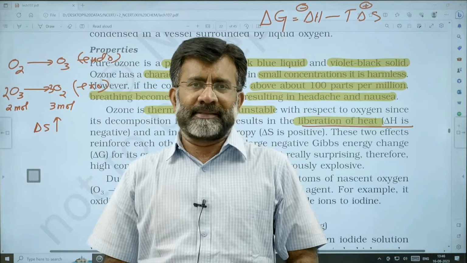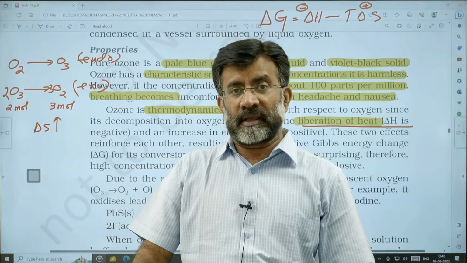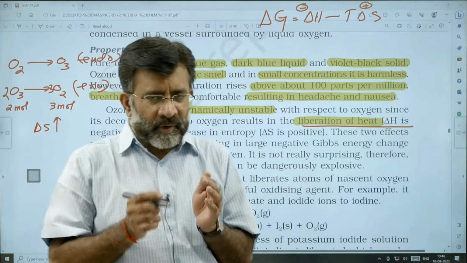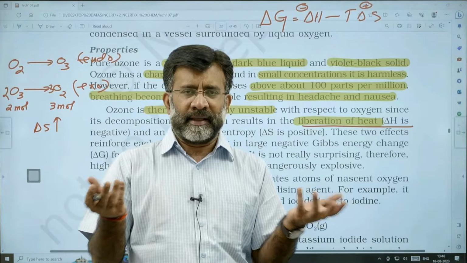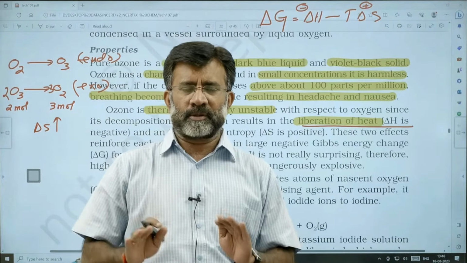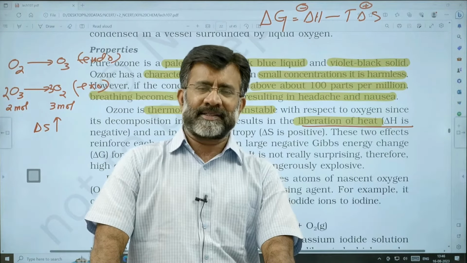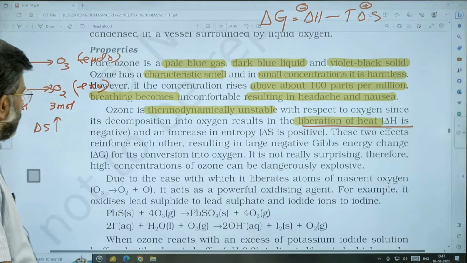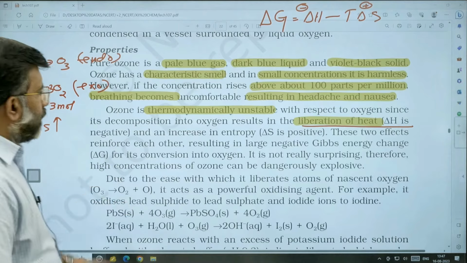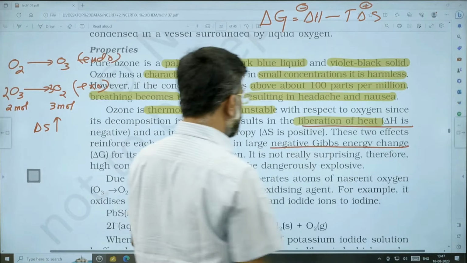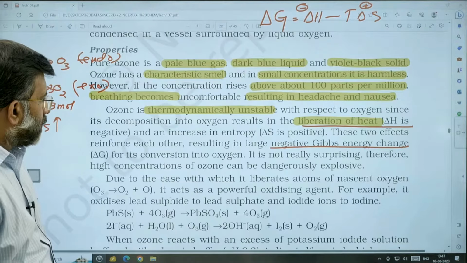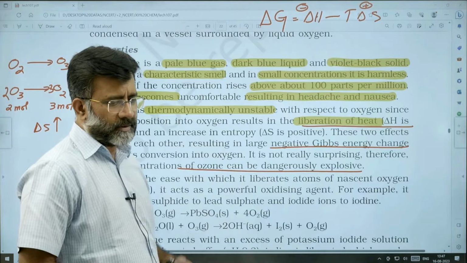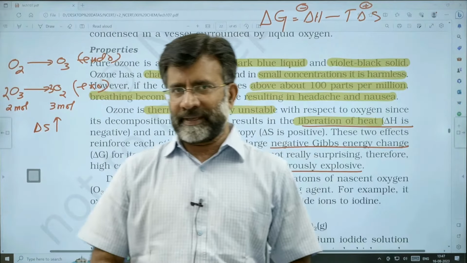Not quite surprisingly, higher concentration of ozone can be dangerous. It may be dangerously explosive because of the thermodynamically exothermic decomposition and the increase in entropy; both are thermodynamically favorable conditions for the reaction to occur, right? These two effects reinforce each other, resulting in a large negative Gibbs energy change. Large negative Gibbs energy change is not really surprising. Therefore, just now I commented, dangerously explosive. Higher concentration of ozone can be dangerous to handle.